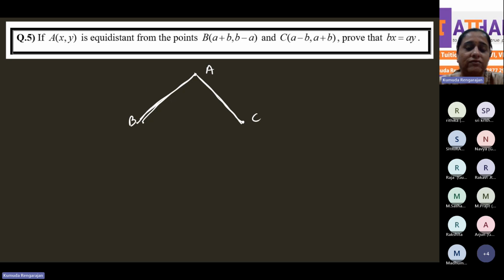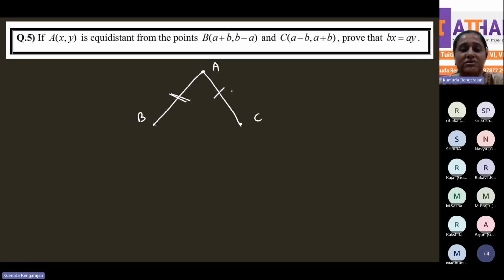So if you walk from A to B, 5 kilometers, and if you walk from A to C, 5 kilometers, that is, the length of the line segment AB is equal to the length of the line segment AC. The 3 points A, B, and C are not collinear. You should not assume them to be collinear. So A is equidistant from B and C. That means AB is equal to AC. That condition is what you have to write first.